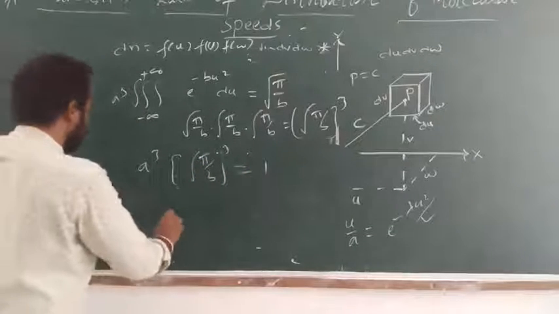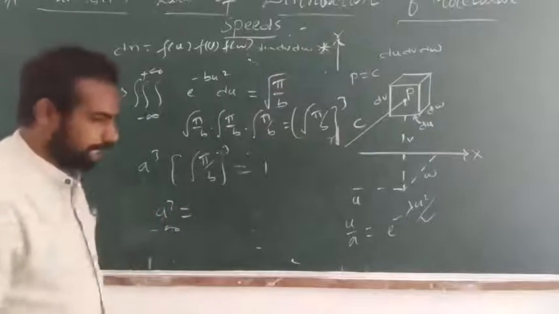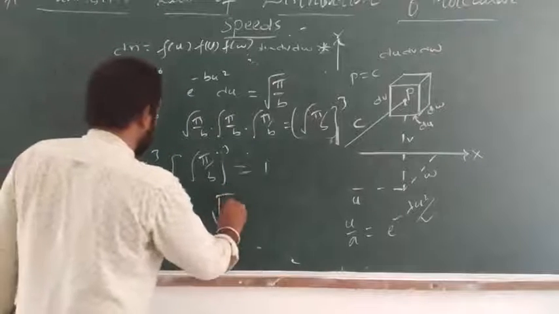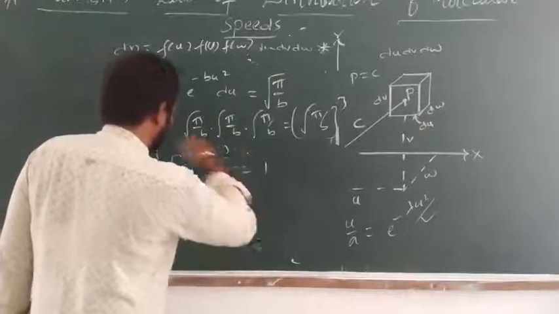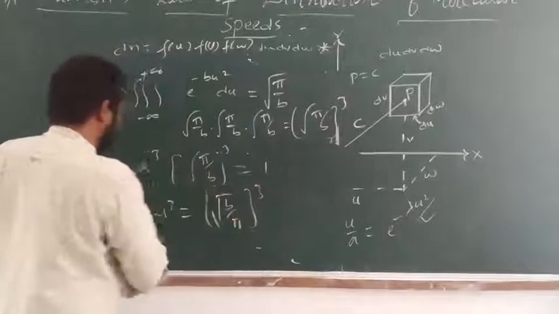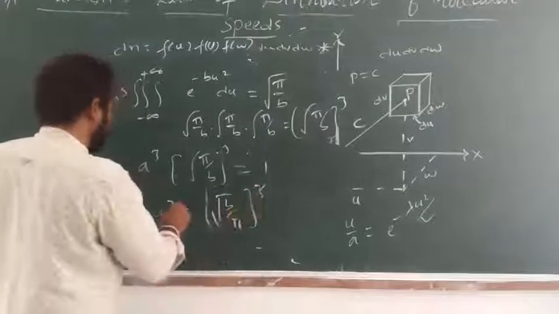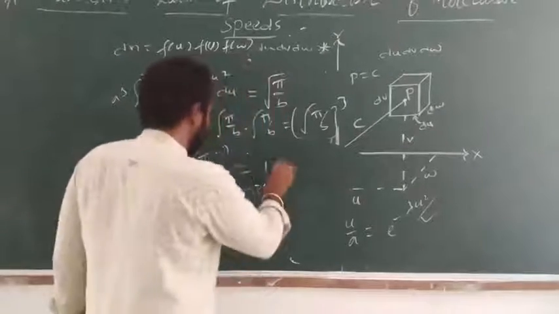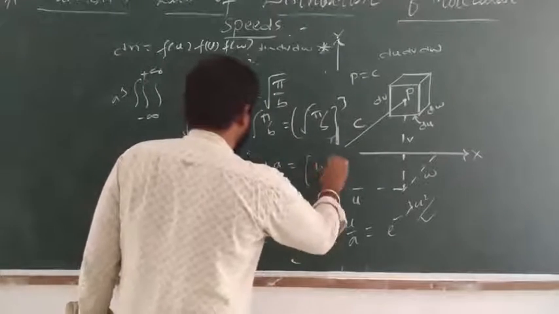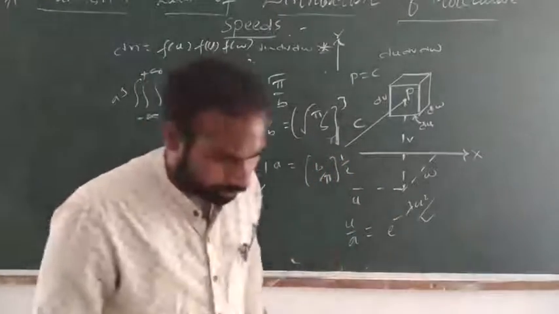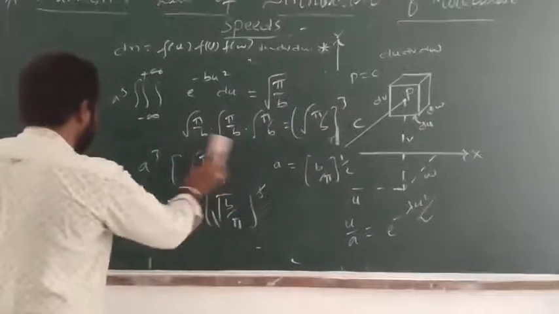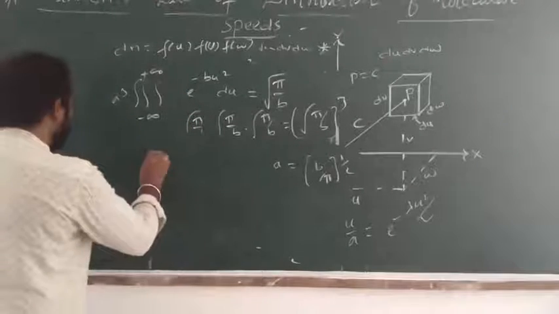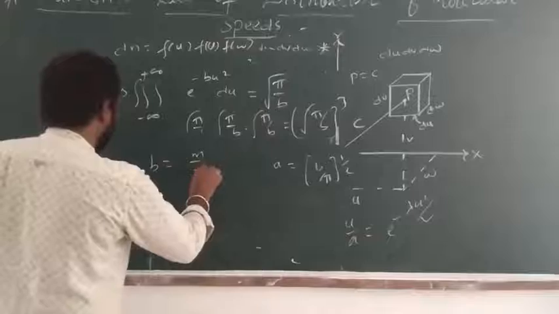From this we can write a cube is equal to the reverse, under root b by pi, whole cube. The cube gets cancelled. We will get at last a is equal to b by pi whole power 1 by 2. At last we will get a is equal to b by pi whole power 1 by 2, but b is equal to m by 2 pi kt.